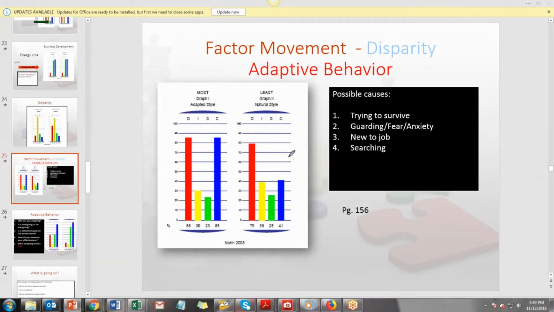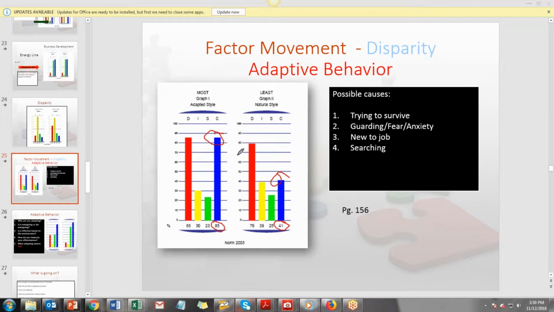Anybody want to tell me where the disparity is? It's more than 30 points. Or let me ask you so I can make sure I'm understanding. Is it more than 30 points between graphs or within the same graph? No, it's between the graphs. So if this one's a 41 at home and 85 at work, then that's more than 35 points. So that's where the disparity is.